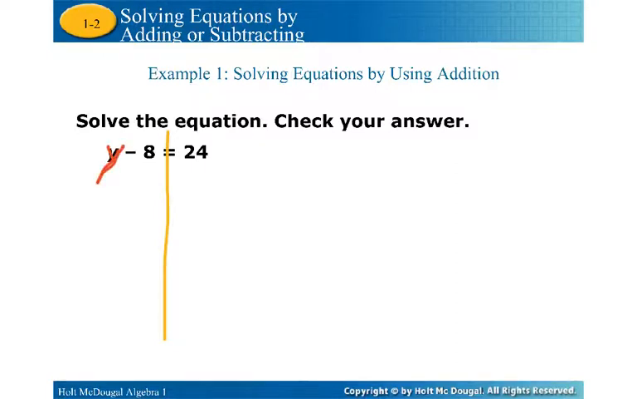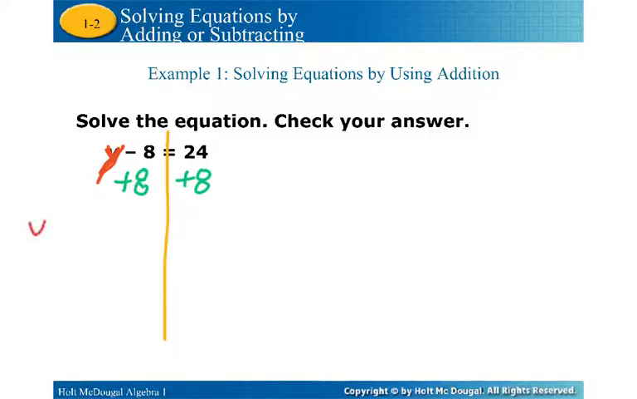So over here we have the y variable, and then we're going to ask ourselves what is being done to it. So if you look at the y, what's being done is subtracting 8. And since we're solving by subtracting or adding, I'm actually going to add an 8 to both sides. And in adding an 8 to both sides, meaning we want it to be equal, I will now end up with a balanced equation, and y will end up being by itself.